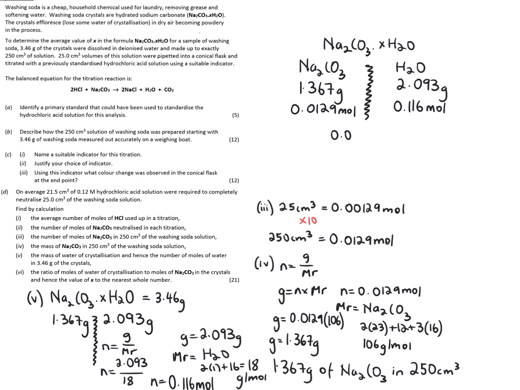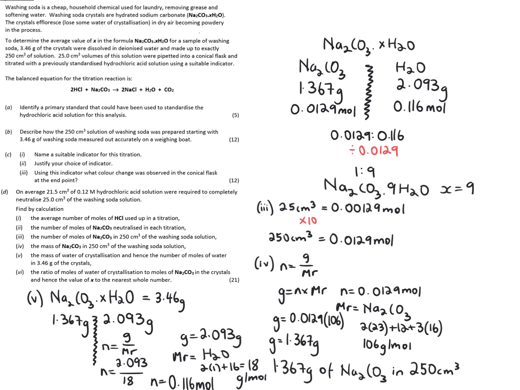So 0.0129 is to 0.116. And we divide by the smallest number. And the smallest number here is the 0.0129. So that will give us 1 is to 2. And then in your calculator, dividing 0.116 by 0.0129, that will give us 8.99, which is approximately 9. So therefore, the formula is Na2CO3.9H2O. So technically the X here is 9.